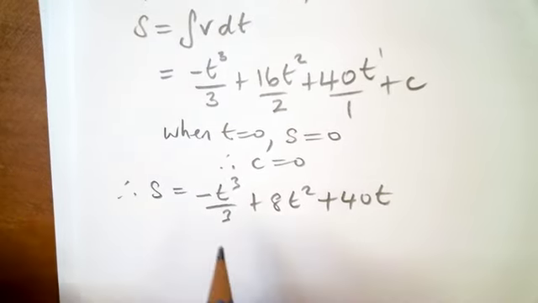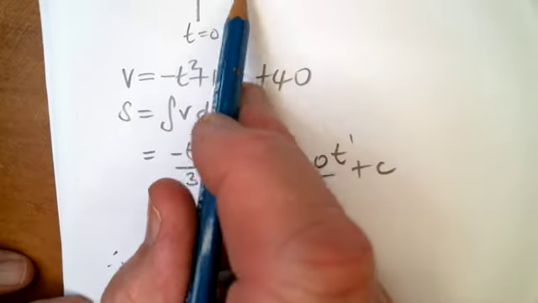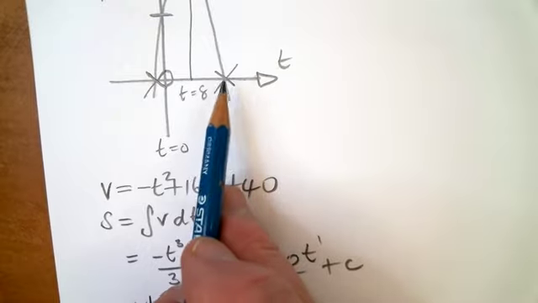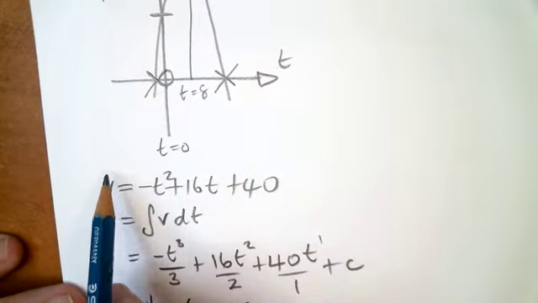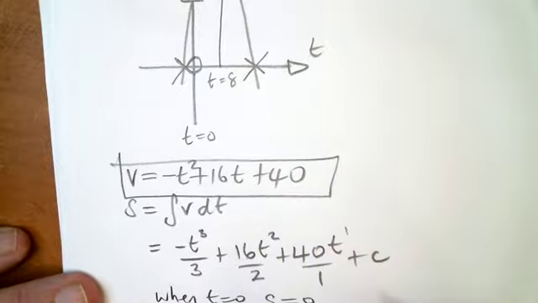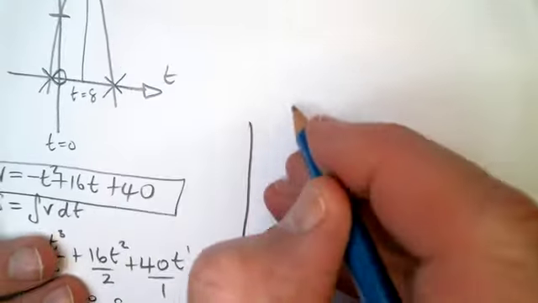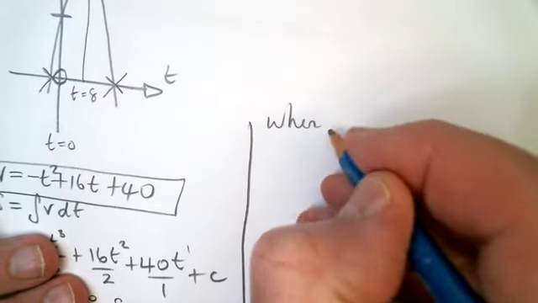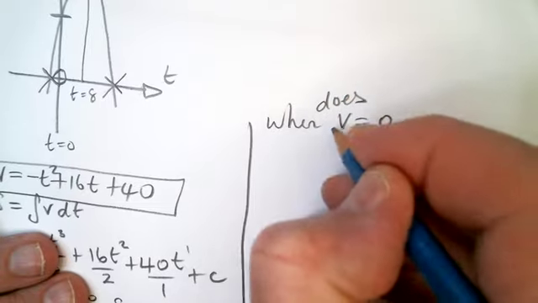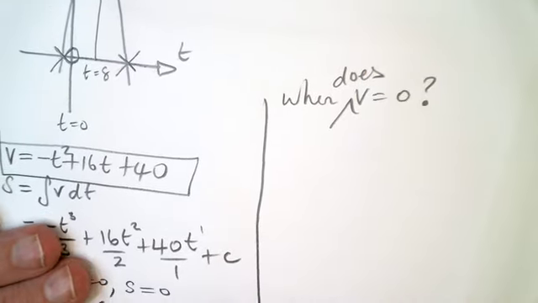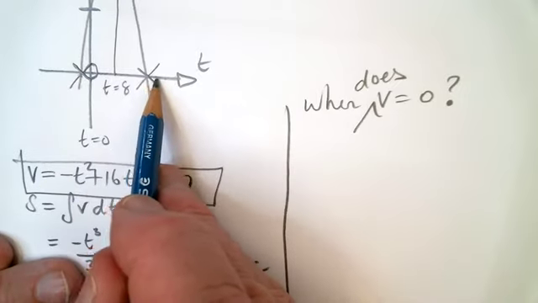Now, of course, we want to find the distance with respect to time. We want to find the time at this point here. So what is the time? Well, the time is when this function here, the velocity function, is equal to 0. So let's go ahead and do that. I'm going to put, when does v equal 0? Well, we know it equals 0 here and equals 0 over here. So we're going to find this point here and this point here.